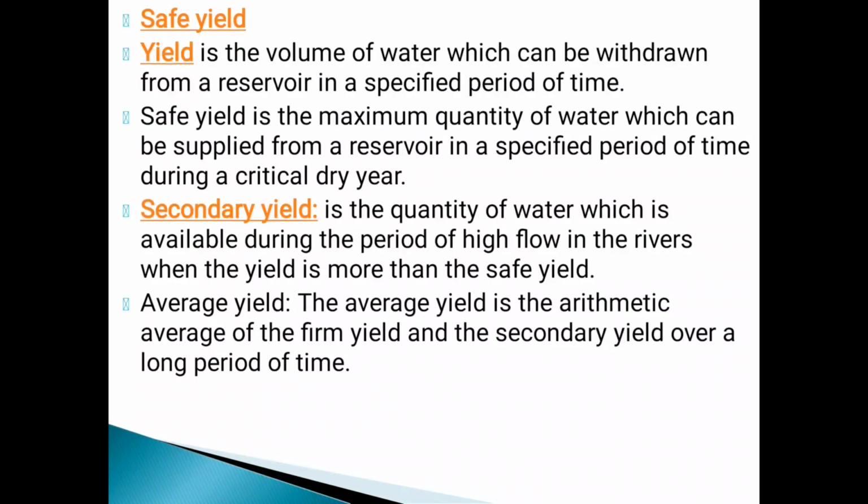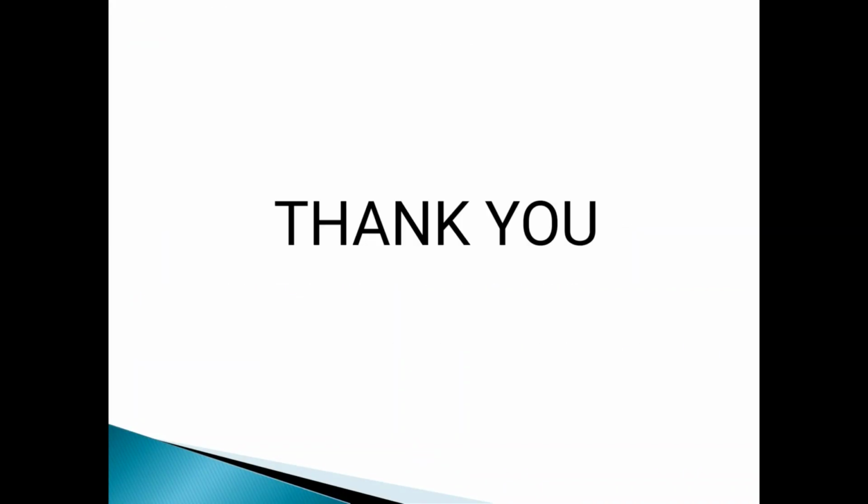Next one, safe yield. Yield is the volume of water which can be withdrawn from the reservoir in a specified period of time. Safe yield is the maximum quantity of water which can be supplied from the reservoir in a specified period of time during a critical dry year. Next one, secondary yield. It is the quantity of water which is available during the period of high flow in the rivers when the yield is more than the safe yield. Next one, average yield. The average yield is the arithmetic average of the firm yield and the secondary yield over a long period of time.